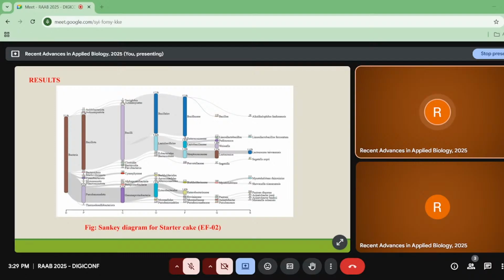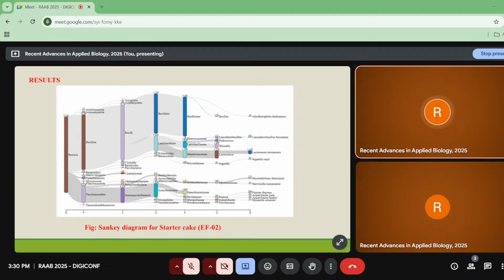So this is a Sankey diagram. Here you can see how the number of microbes goes from family level to genus level, which is the highest number. Here, this is the starter cake, where we believe all the microbes came from. Here you can see the most dominant, the G part. G is the genus. In genus, you can see it is lactococcus. The lactococcus is the highest.